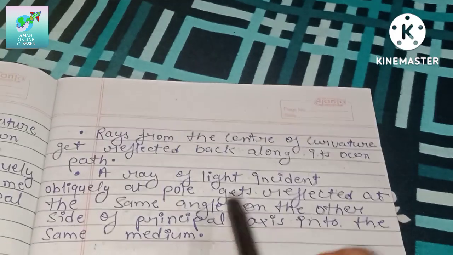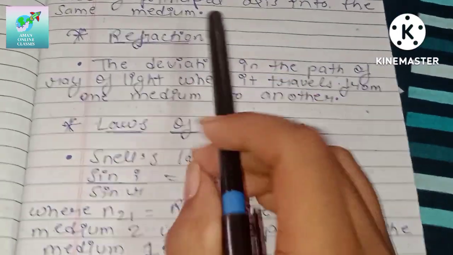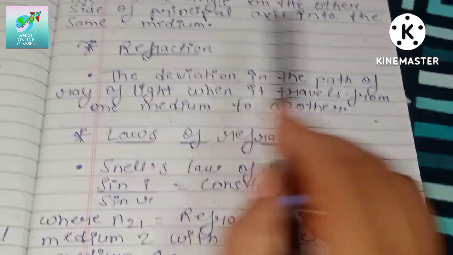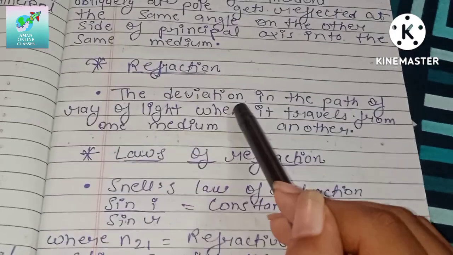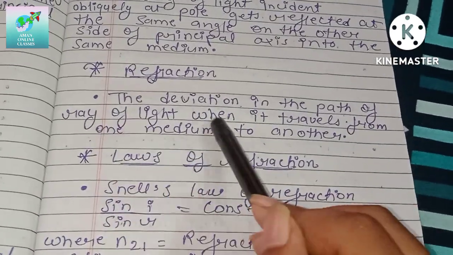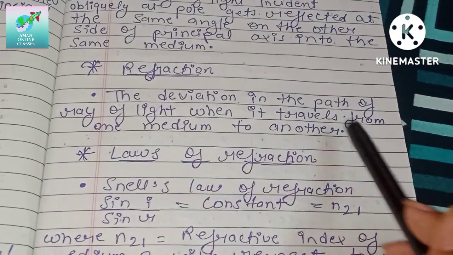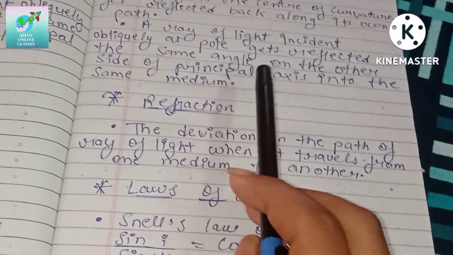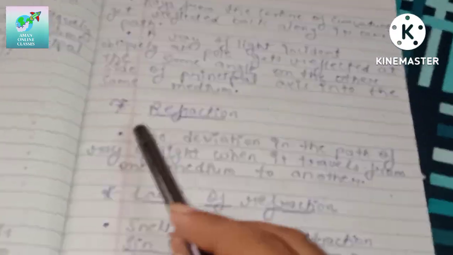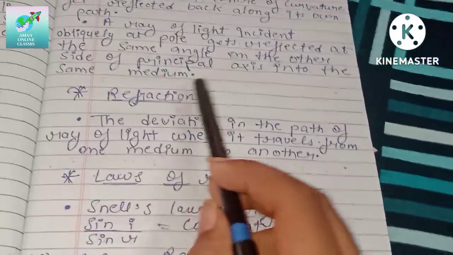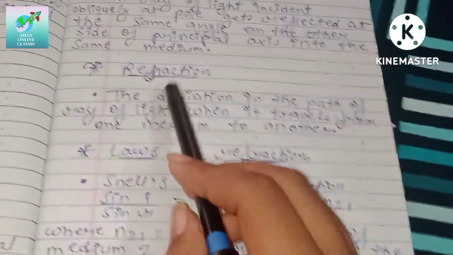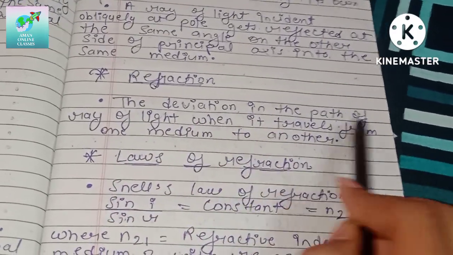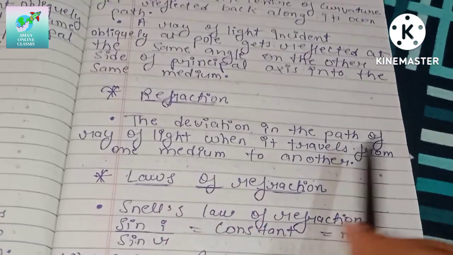Okay, let's move to refraction. Refraction, point number 1, the deviation. This is the definition: the deviation in the path of a ray of light when it travels from one medium to another is known as refraction. This is refraction, and that is reflection. The definition of refraction is the deviation in the path of rays of light when they travel from one medium to another.